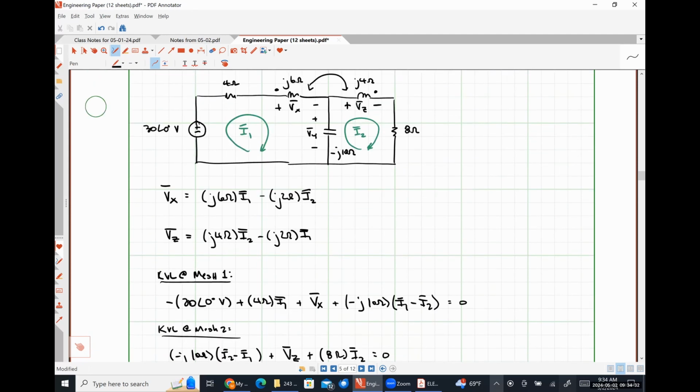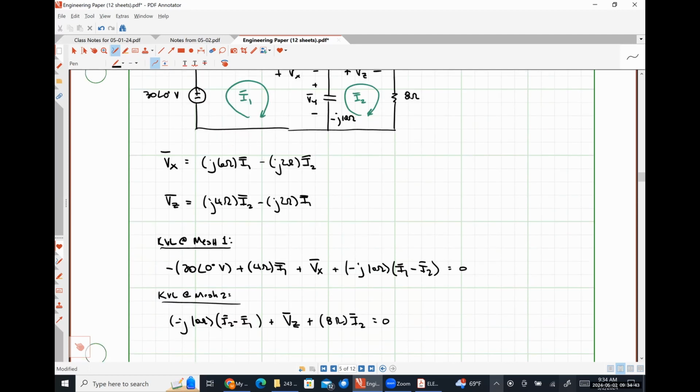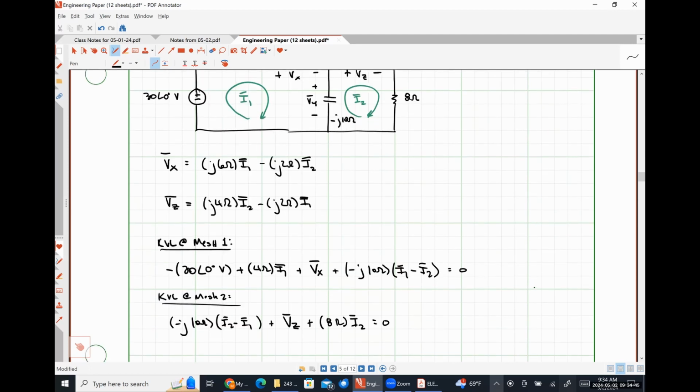We're not looking at Vy at all. I'm just saying I want the voltage drop across this impedance while I'm following mesh 2 around. Yeah. Yep. All right. So this system of equations is set up. Throw it into MathCAD. You should get the results I got.